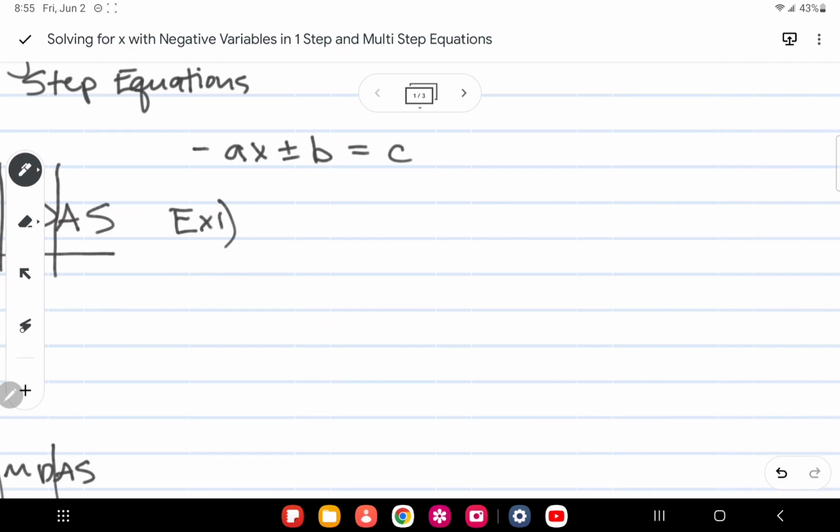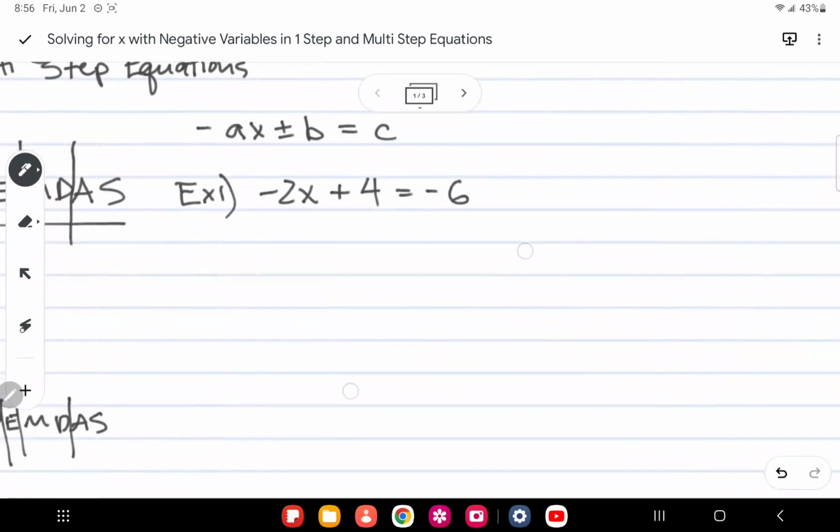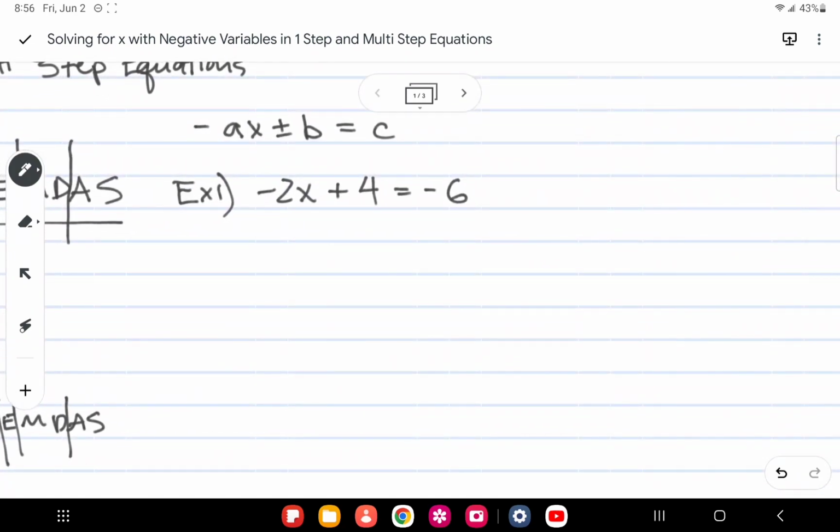Example 1, -2x plus 4 equals -6. All right. So let's try to apply what we learned from the last video, and also the switching of negative variable signs into the positive. So we will write down PEMDAS just to make sure that is ingrained in our mathematical minds.